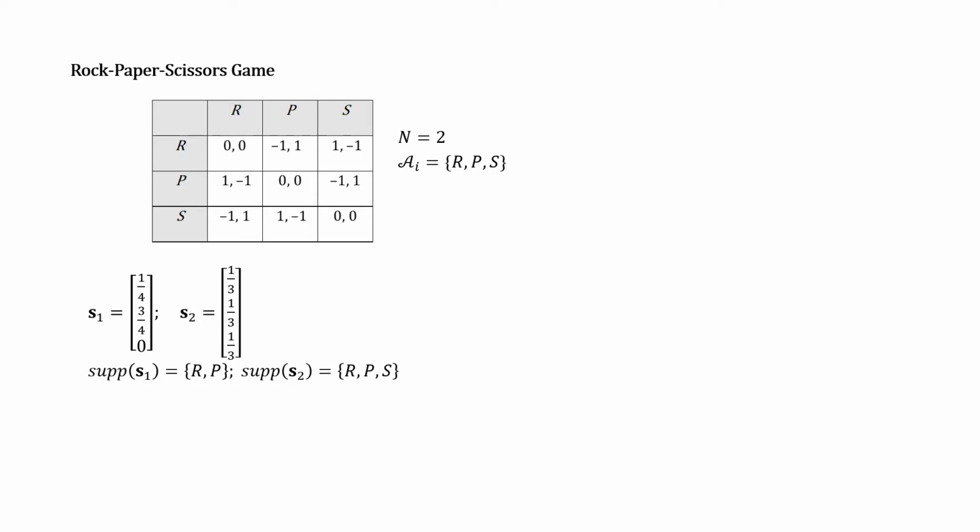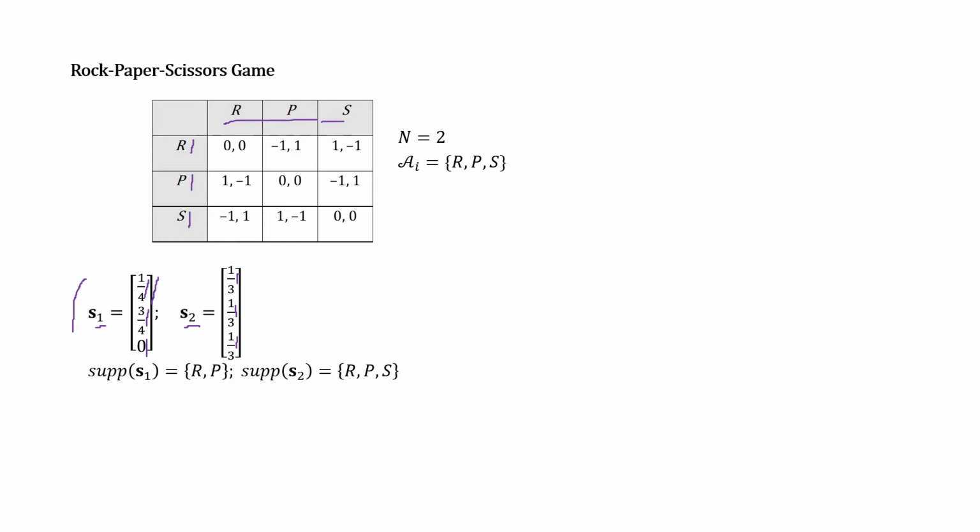So here's an example of what's a joint strategy, what's a strategy, mixed strategy. For agent 1, let's say this is its strategy: 1/4 the probability of picking rock, and 3/4 being the probability of picking paper, and 0 being the probability of picking scissors. And likewise, the strategy of agent 2 is to pick rock, paper, and scissors with equal probability.